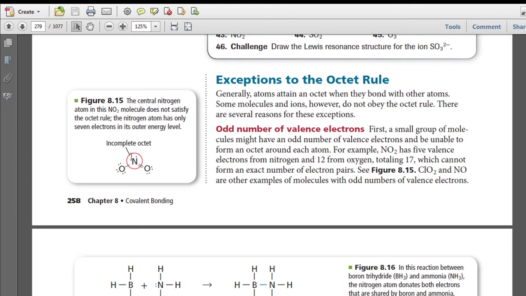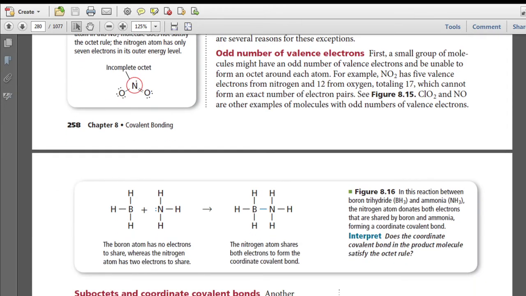If we look at this figure here, this nitrogen has an incomplete octet. ClO2 and NO are other examples of molecules with an odd number of valence electrons.